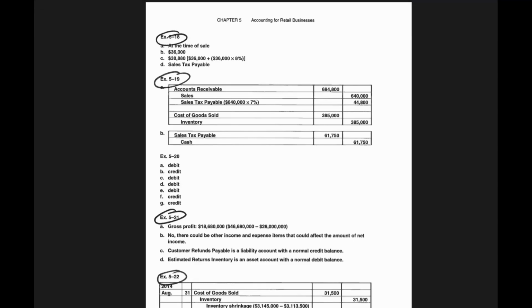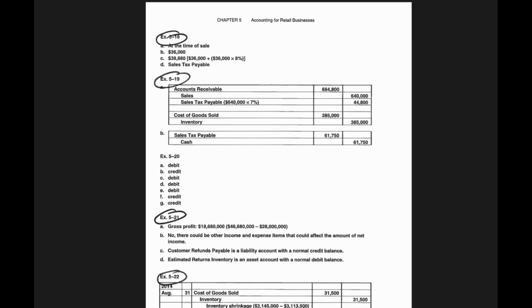Okay, let's continue with the exercises from Chapter 5. The first one is number 18. That's labeled Sales Tax. A sale of merchandise on account for $36,000 is subject to an 8% sales tax. Should the sales tax be recorded at the time of the sale or when the payment is received?